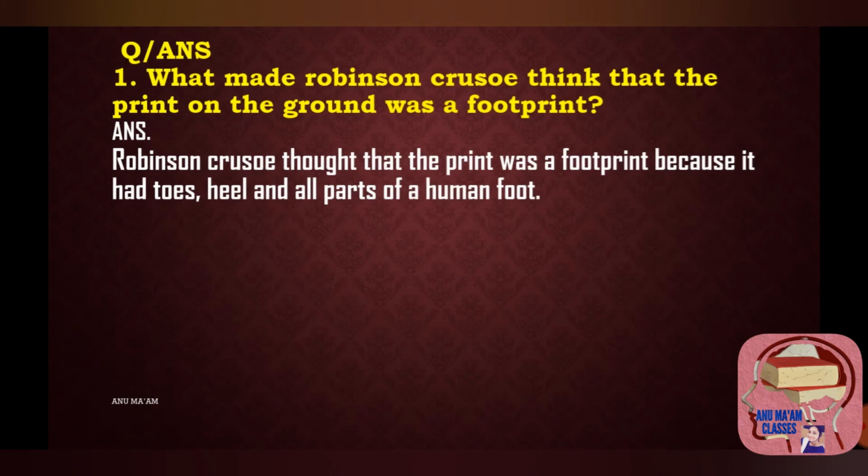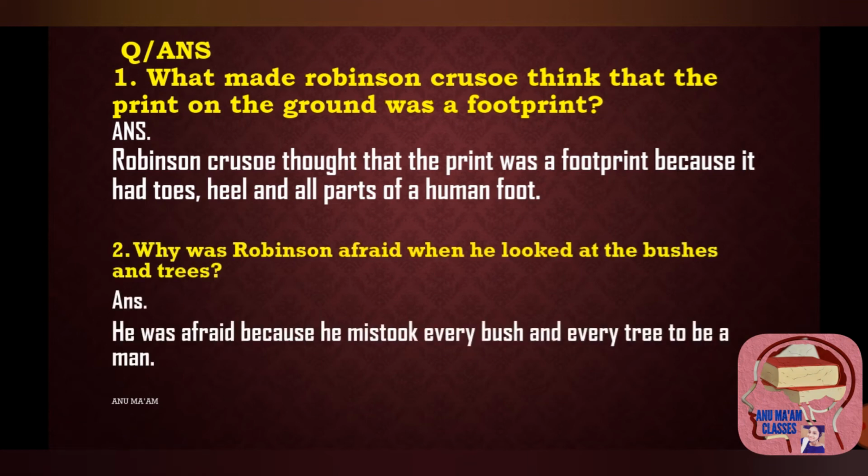Now let's do the question answers, children. Question number one. What made Robinson Crusoe think that the print on the ground was a footprint? So the answer is Robinson Crusoe thought that the print was a footprint because it had toes, heel, and all parts of a human foot. Let's see question number 2.